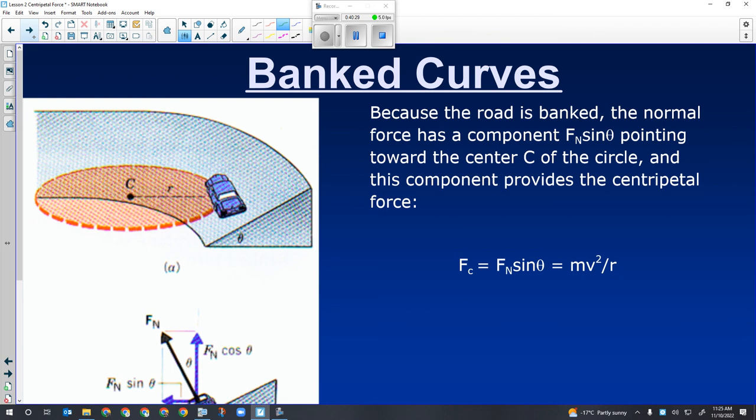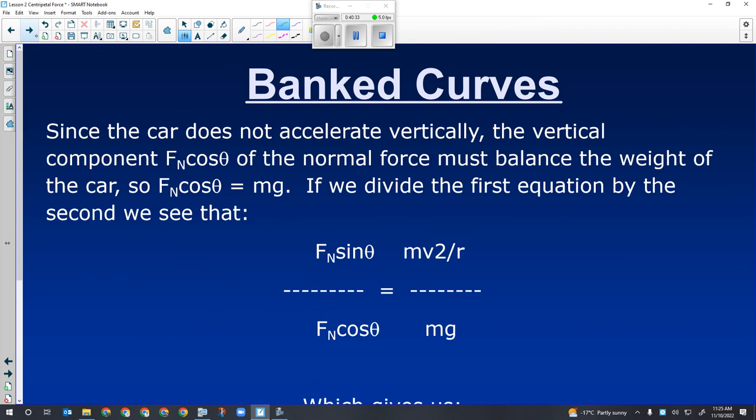All right, so this is what we just talked about. What provides these forces in a banked curve? So we've gone over that. This was the derivation I did, right? Opposite over adjacent.